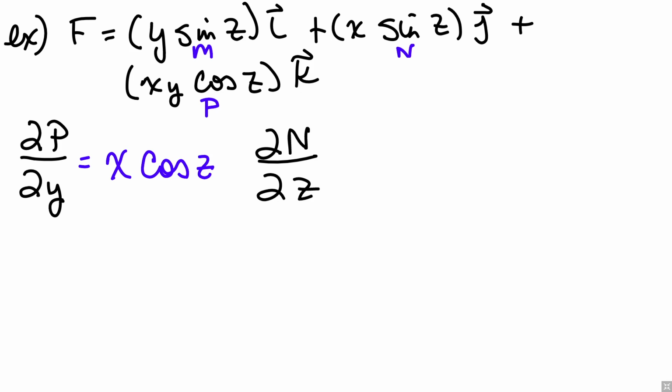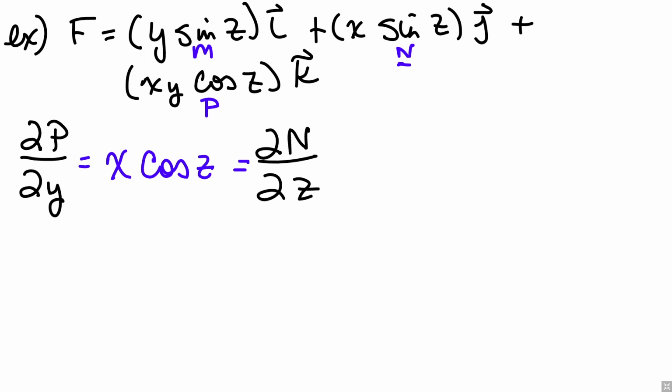Okay, now let's take a look at N, and let's take the partial with respect to z. So here's N. What is the partial of N with respect to z going to be equal to? Yes, it's going to be equal to x cosine of z. So that leg is satisfied. Those two partials are equal.